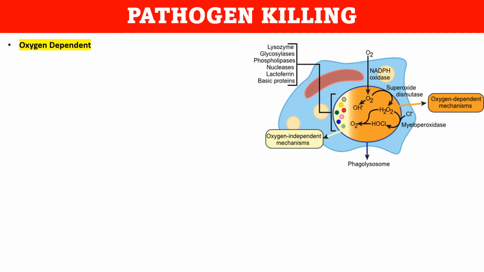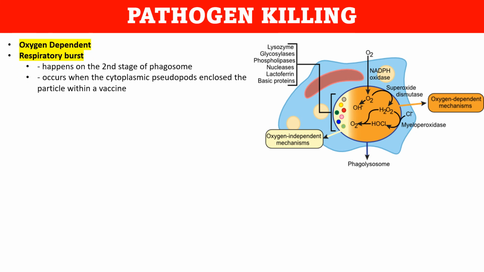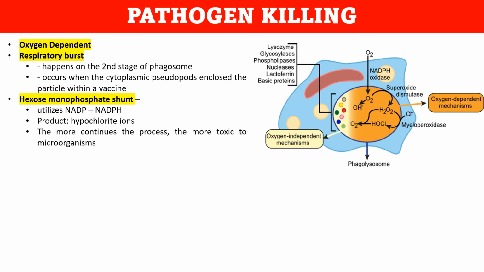Pathogen killing, oxygen dependent: respiratory bursts happen at the second stage of phagocytosis, when the cytoplasmic pseudopods enclose the particle within a vacuole. The hexose monophosphate shunt utilizes NADP and NADPH to produce hypochlorite ion. The more continuous the process, the more toxic to the microorganism.